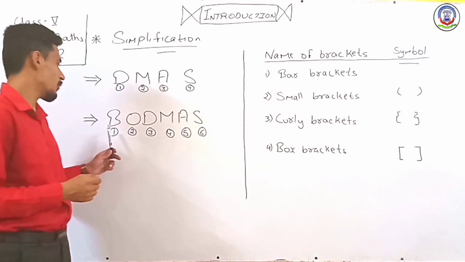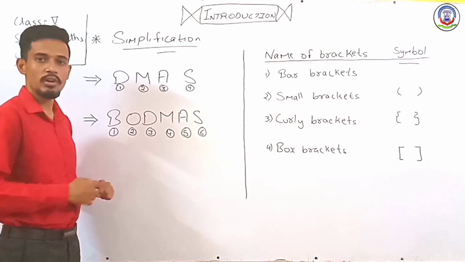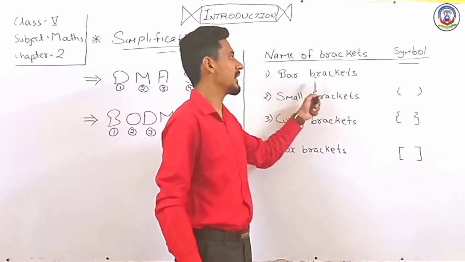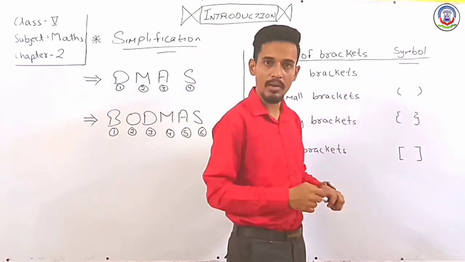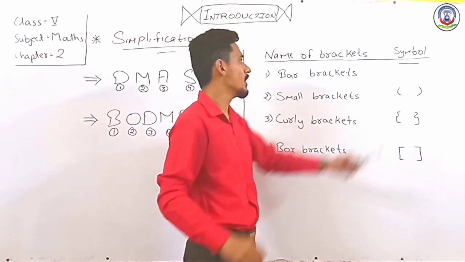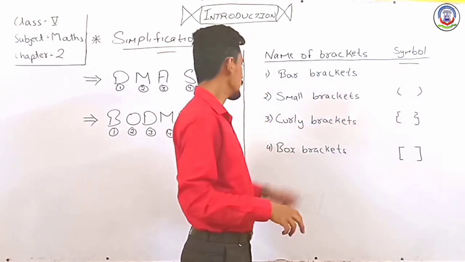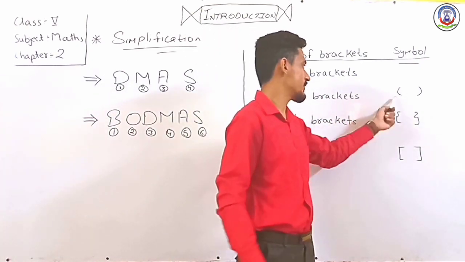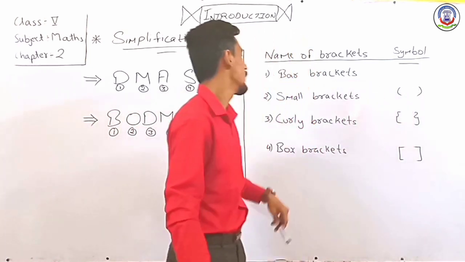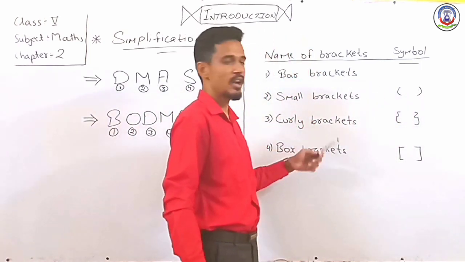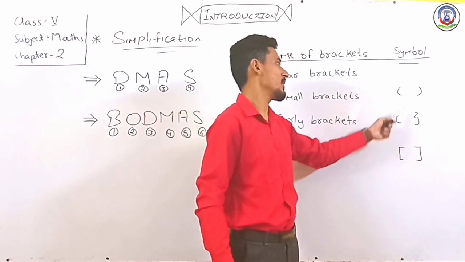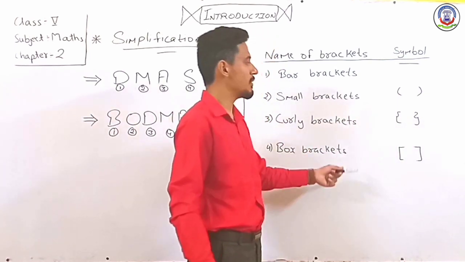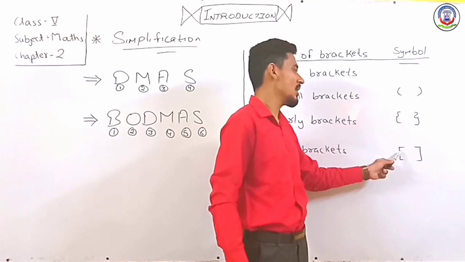Now there are four types of brackets. First is the bar bracket. A bar bracket looks like a sleeping line over the number. नंबर के ऊपर स्लीपिंग लाइन होती है उसको बोला जाता है बार ब्रैकेट. नेक्स्ट वी हैव स्मॉल ब्रैकेट्स. ये होती है नंबर्स के साइड में, एक लेफ्ट साइड पे और एक राइट साइड पे. नेक्स्ट है कर्ली ब्रैकेट्स. ये भी साइड्स में होती है बट इसका शेप स्मॉल ब्रैकेट से अलग होता है. नेक्स्ट इज बॉक्स ब्रैकेट्स. ये भी साइड में होती है पर इनका शेप अलग होता है.